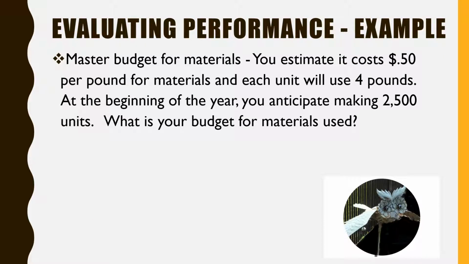We need an example. So here I'm going to manufacture these handmade lawn ornaments. There's not too much in materials costs, but they are very highly labor intensive. So you estimate it costs 50 cents per pound for the materials, in this case metal, and each unit uses 4 pounds. So that's kind of a heavy owl, but it makes it work. At the beginning of the year, you anticipate making 2,500 units. What's your master budget for the materials used?